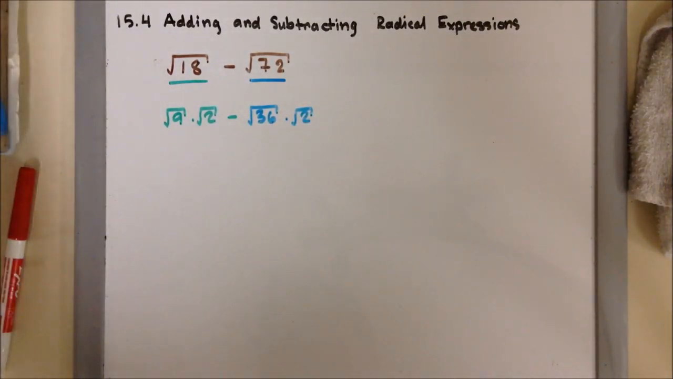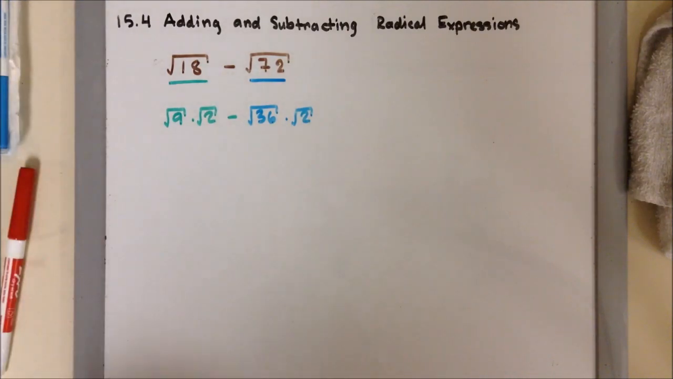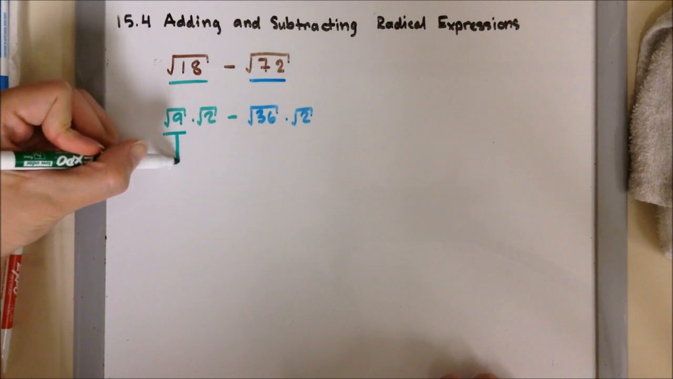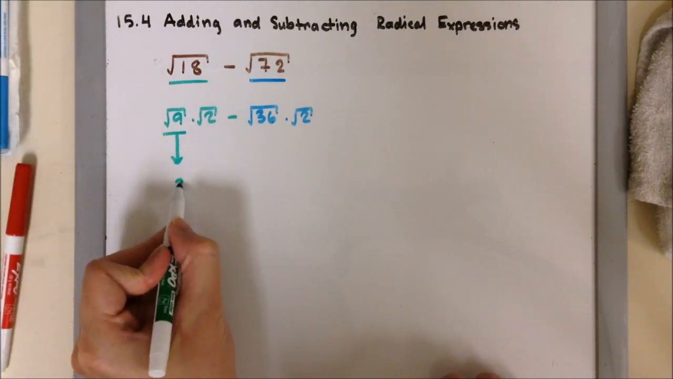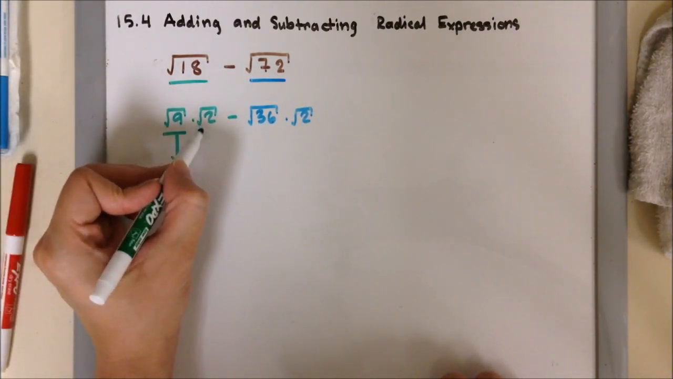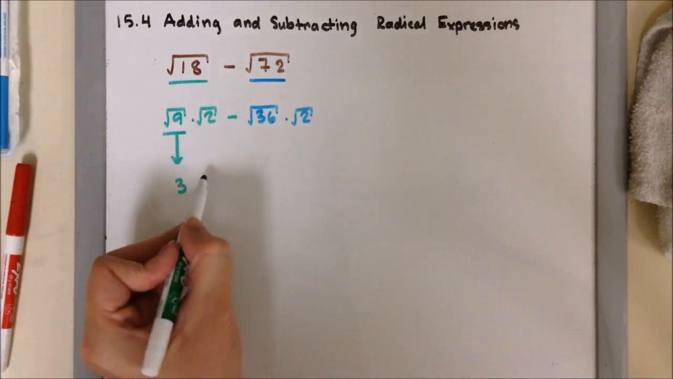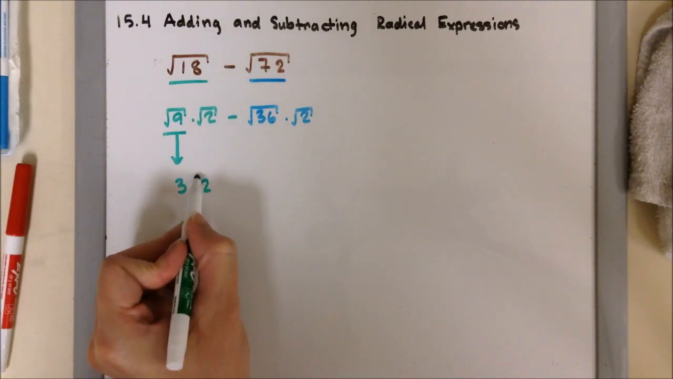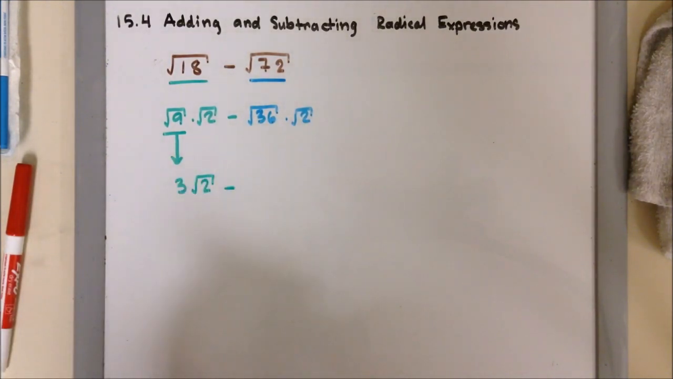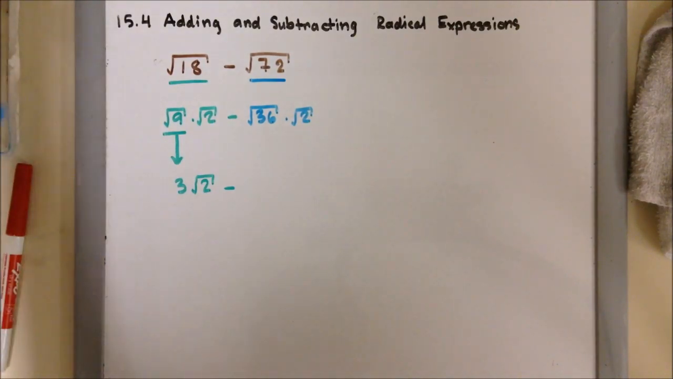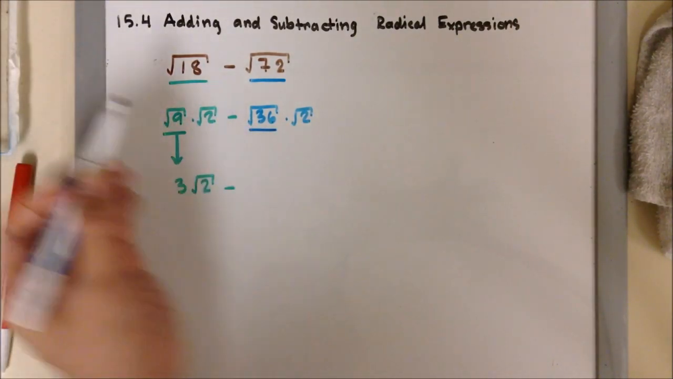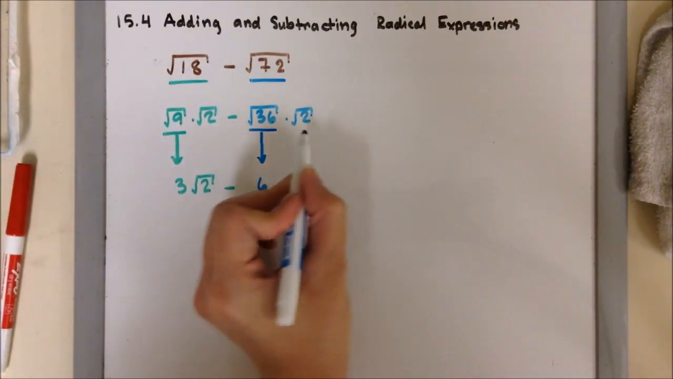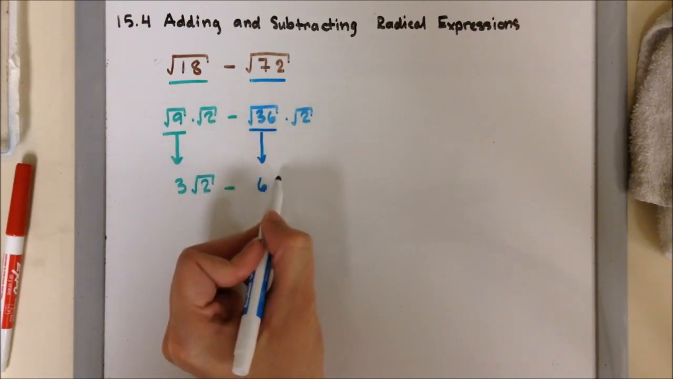Alright, so let's simplify the first radical expression. The square root of 9 will be 3. Now, the square root of 2 can't simplify, so I'm going to bring it down and put it next to the 3. Now for the second part, I can do the square root of 36, which is basically 6. I cannot do the square root of 2, so I'll bring it down and put it next to the 6, like so.